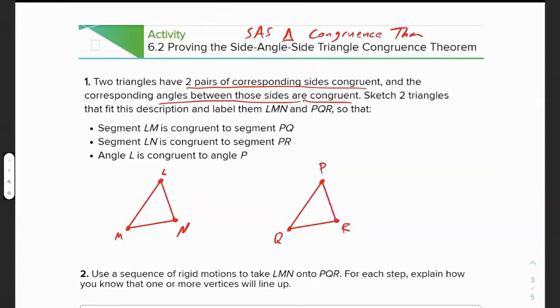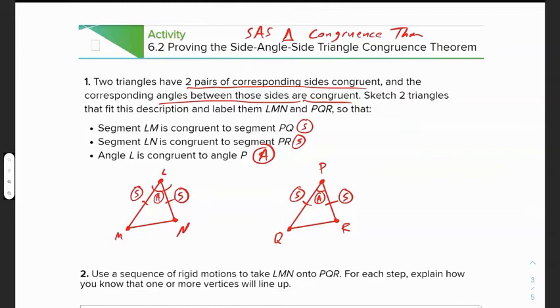If you guys notice real quick, when I drew LN and PR, they're both the same length, right? So they're forced to be congruent to one another because we have LM being congruent to PQ, right? We have those two sides. We have angle L is congruent to angle P. And then they say LN is congruent to PR. Oh, okay, so it's this side that they wanted. So not that, and this is the angle. All right.